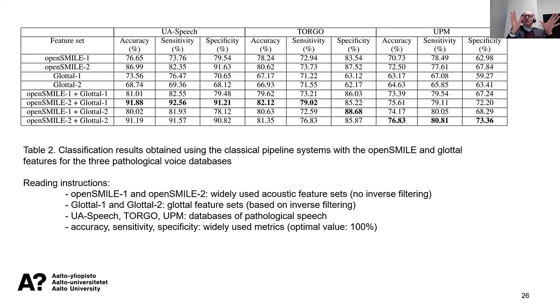My apologies that this is a bit of a complicated table, but let's try to see the forest for the trees. What is shown here are, first of all, 3 existing databases. Not very large ones, but open databases. These 2 are quite famous databases on dysarthria. This is on dysphonia. And then we have the metrics: accuracy, sensitivity, specificity. To put it simply, 100% in each of them would be a perfect machine. 50% would be a coin toss, that means chance level. So we are somewhere between 50 and 100, okay?